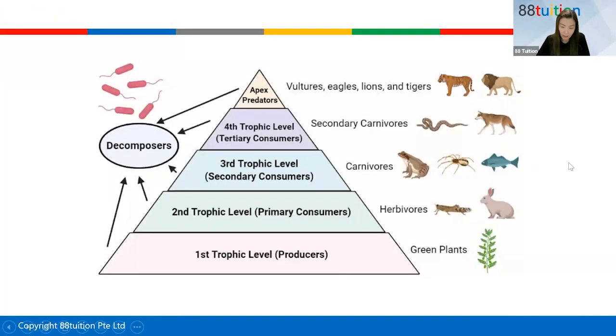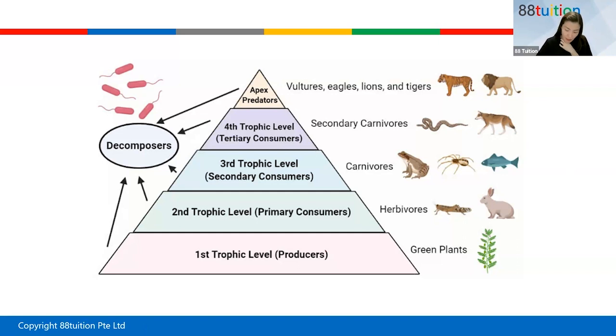Let's look at this chapter. Okay, just quick summary. If you look at this trophic level, so we talk about the energy. Right at the bottom, we have the producer, right? And this is where the most energy inside a food web or food chain is found.